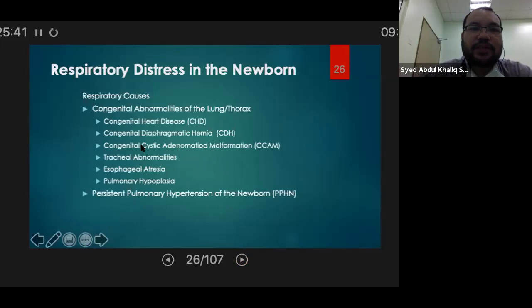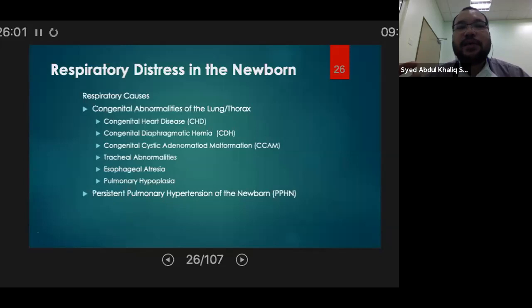So respiratory causes can be congenital abnormalities of the lung, congenital heart disease, congenital diaphragmatic hernia, CCAM, congenital cystic adenomatoid malformation, where there are lots of cysts in the lungs. It can be tracheal abnormalities, tracheoesophageal fistula, esophageal atresia, or pulmonary hypoplasia, where the lung is not really formed well. The problem with pulmonary hypoplasia is that it is very difficult to manage, because the lungs are not well formed. The child will have chronic lung disease.